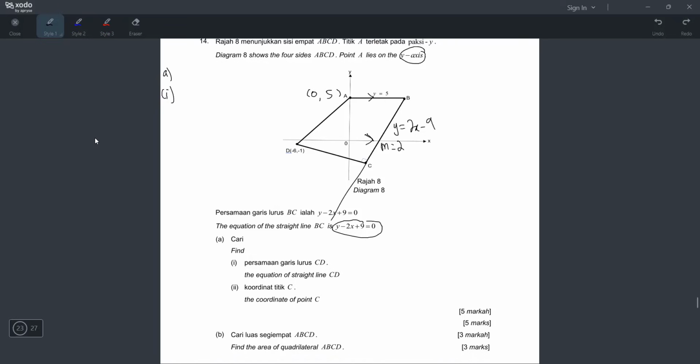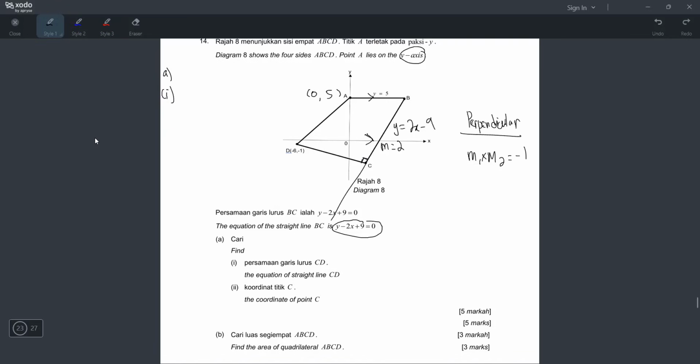But if you look carefully, there's actually a box here, right? So what does this box mean? This box means 90 degrees, or perpendicular. So the moment you see perpendicular, when two lines are perpendicular, which formula will you use? M1 times M2 equals -1, right? When two lines are perpendicular, the product of their gradients is -1, right?